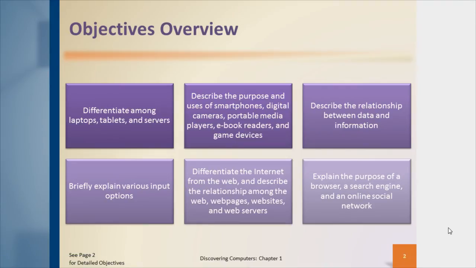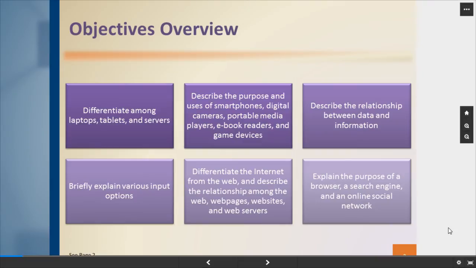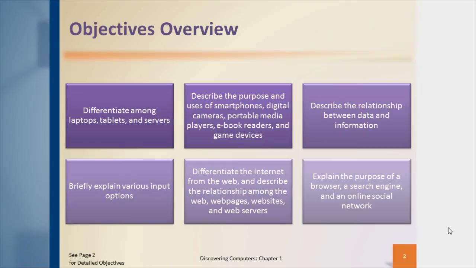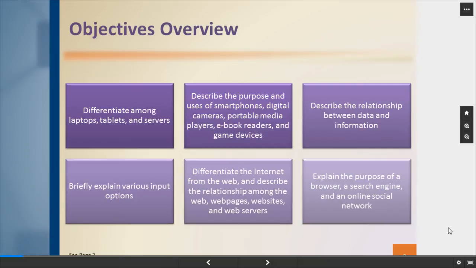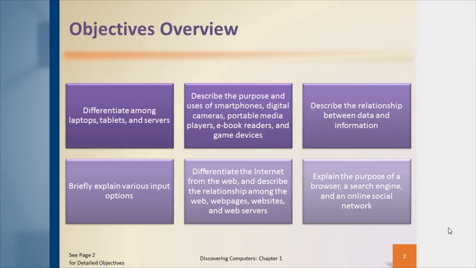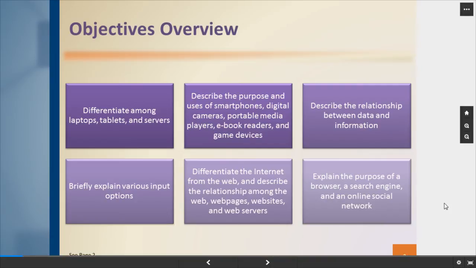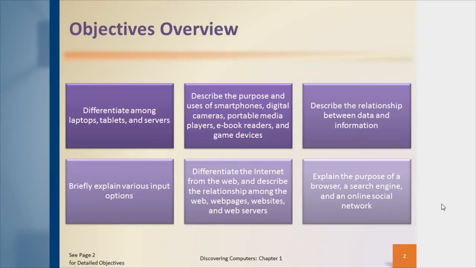We'll describe the relationship between data and information. That's a concept that a lot of students tend to struggle with. The distinction between data and information. They sometimes have trouble understanding why there's a difference or how they're different. We'll briefly explain various input options. Sometimes students have trouble relating input devices and output devices and how those are related to information systems.